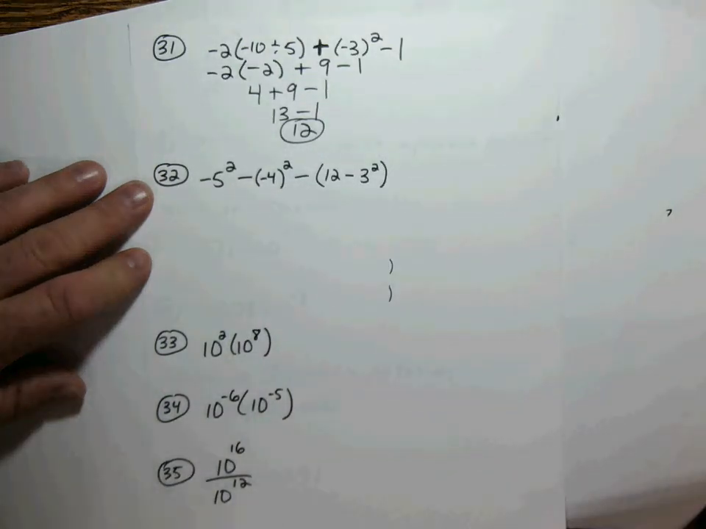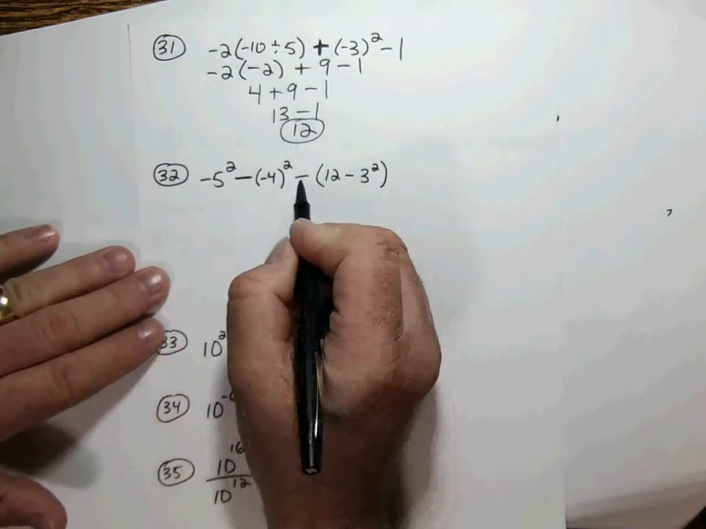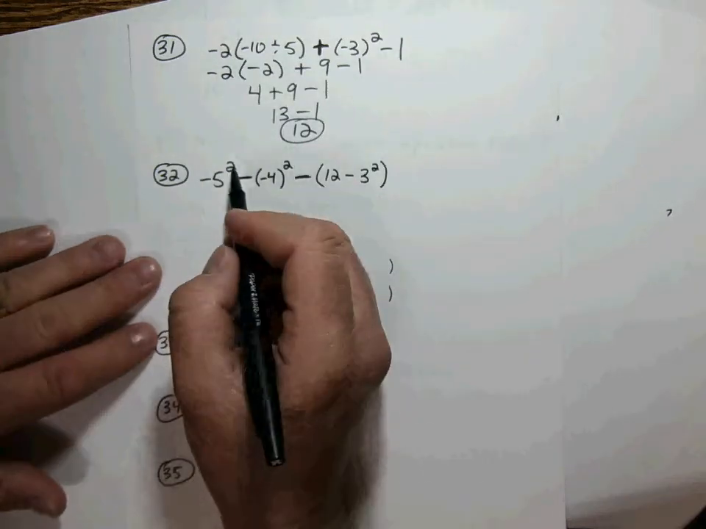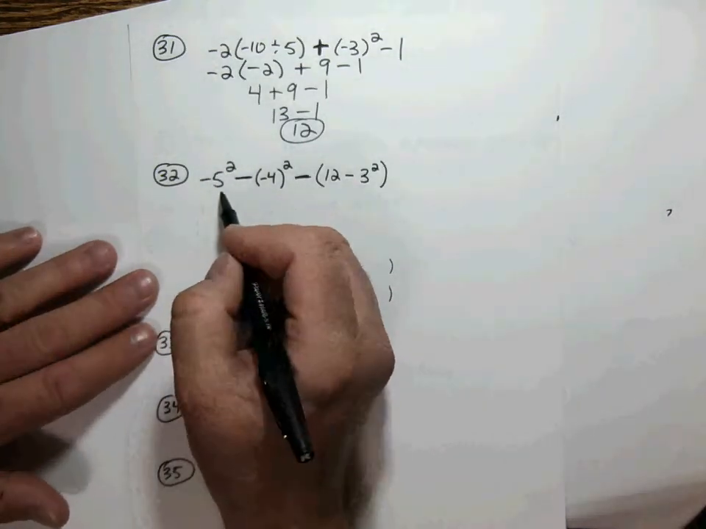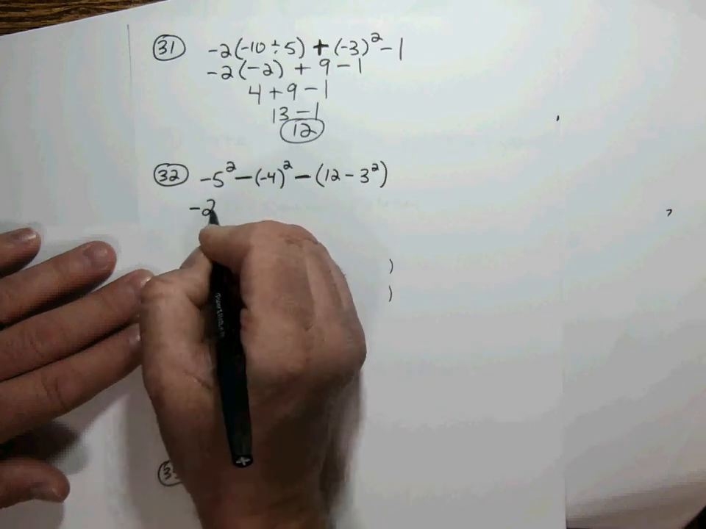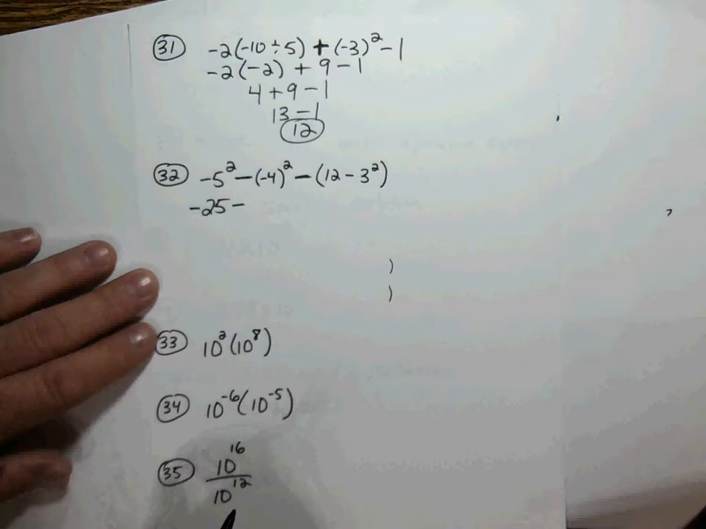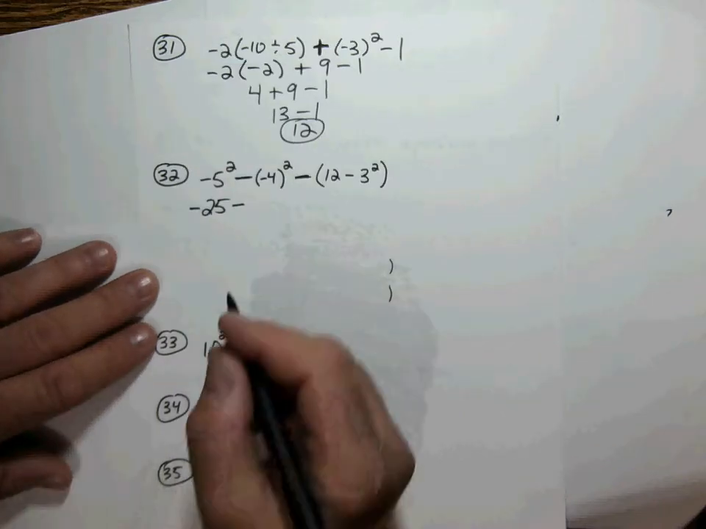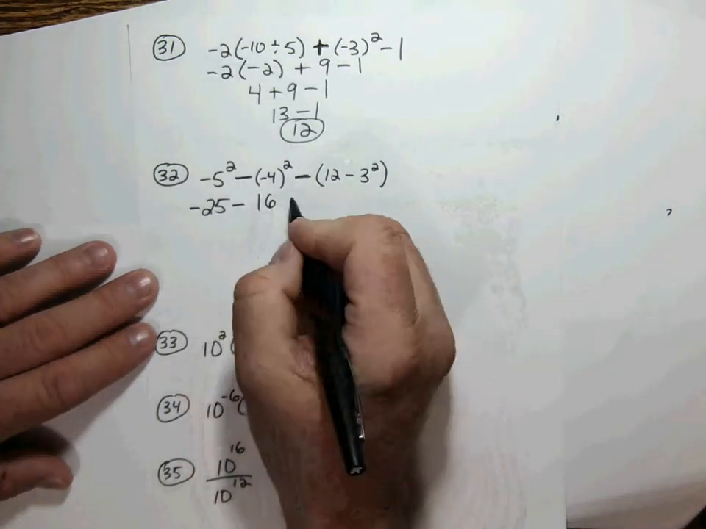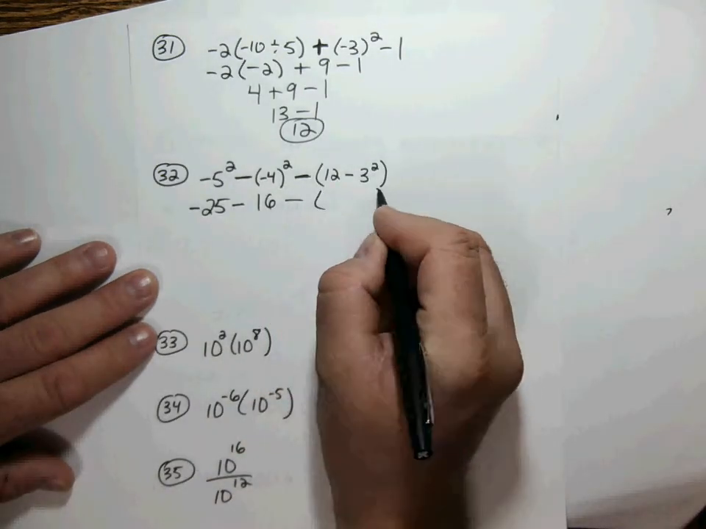Okay? How about this one? Again, I've got parentheses, exponents, the great separators of these subtraction signs. Okay, so I can knock out this exponent process. Negative 5, no parentheses, squared, remains negative, and it's 25. Bring down the minus. Here's negative 4 in parentheses squared becomes a positive 16. Bring down the minus, and in this parentheses, let's just do one thing at a time.